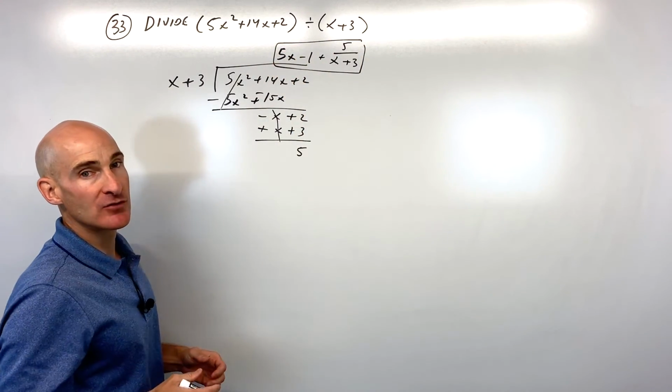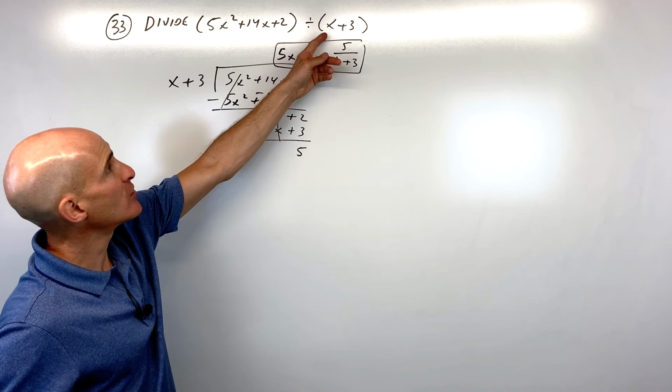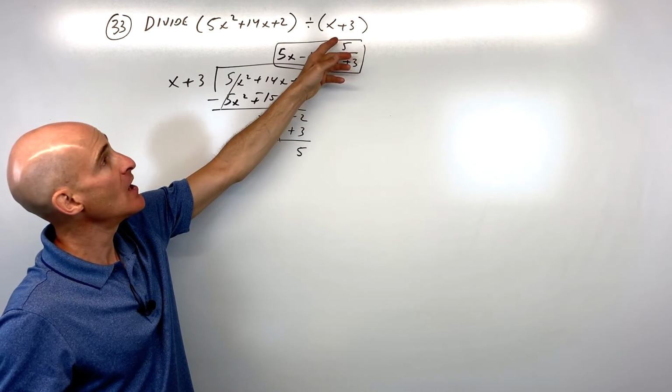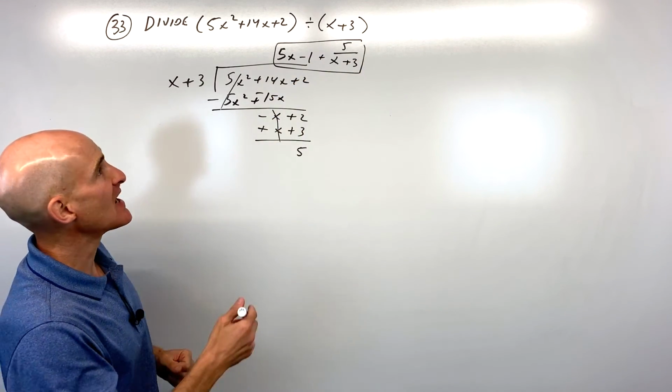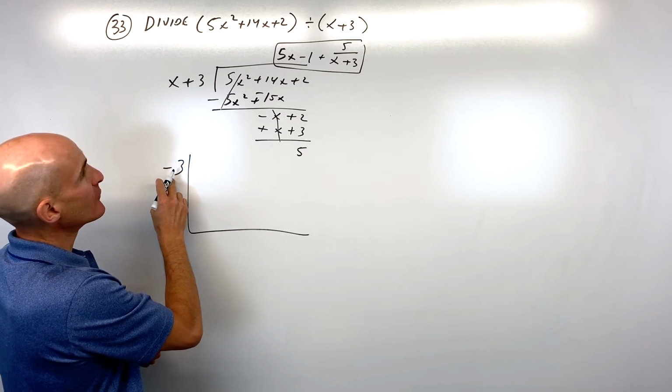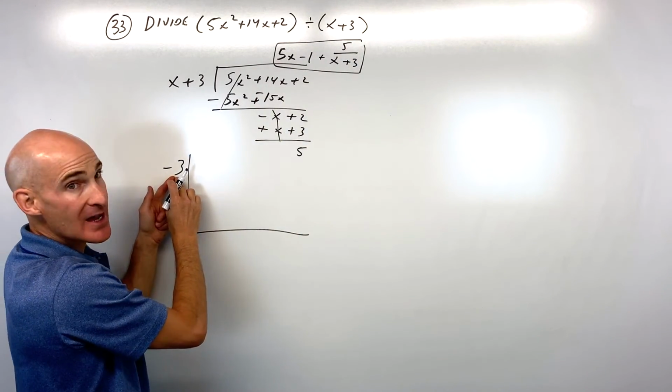Now the other method of doing this is the synthetic division. Now when you're dividing by a linear factor, meaning like x to the first plus something or minus something, you're going to want to put the opposite sign. So if you're dividing by x plus 3, what you're going to want to do is put negative 3 here. If you're dividing by x minus 3, you'd want to put positive 3 here.